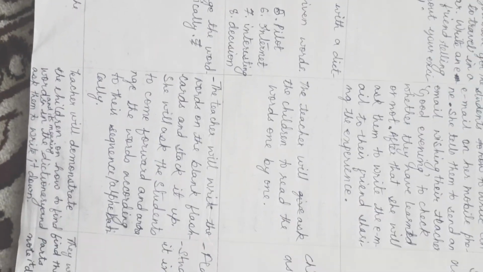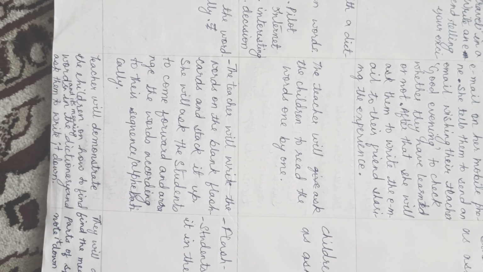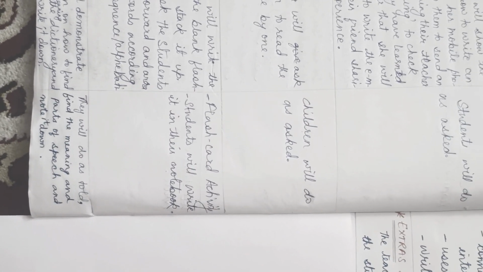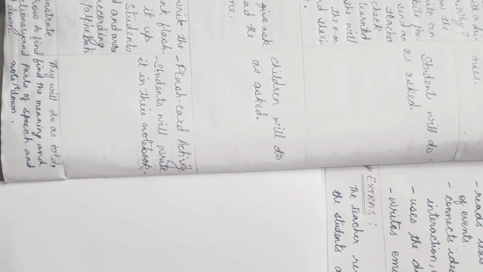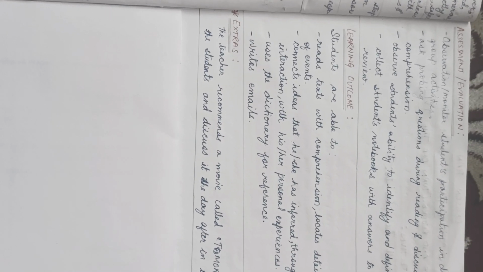Work with the dictionary. The teacher will demonstrate to the children how to find the words and their meanings in the dictionary and ask them to write them down. They will do as told, find the meaning and parts of speech and note it down. Now here comes the assessment or evaluation.